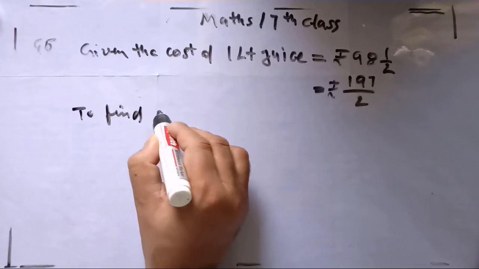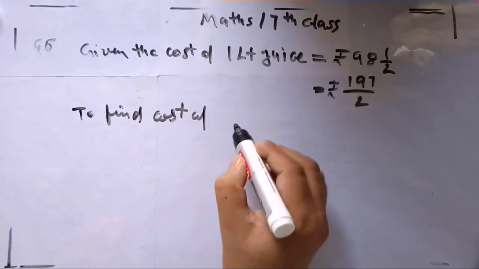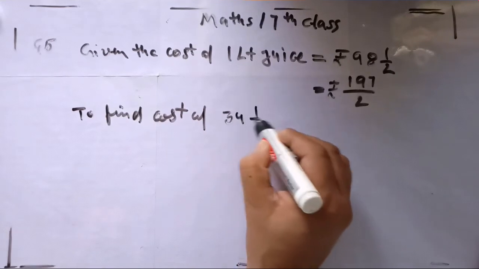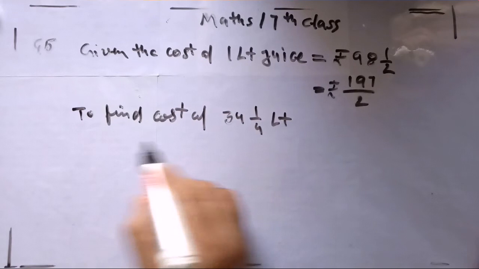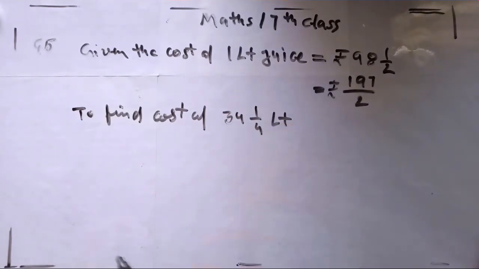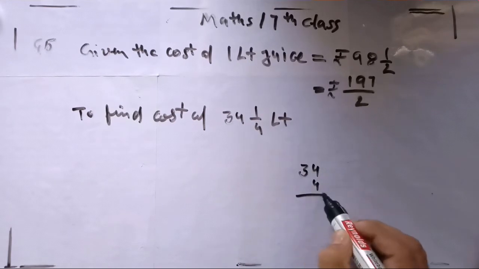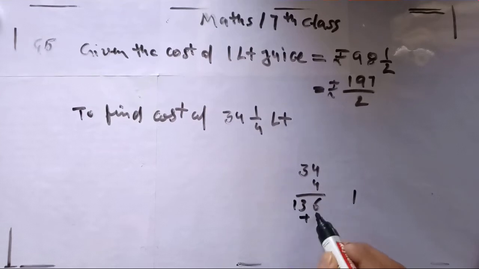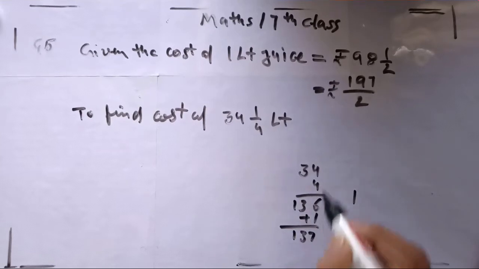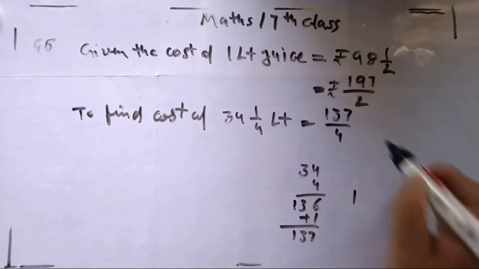To find the cost of 34 1 by 4 liters of juice, beta, you have to find out the cost of 34 1 by 4 liters. Then 34 into 4 is 136, plus 1, this is 137. So beta, this is 137 over 4.